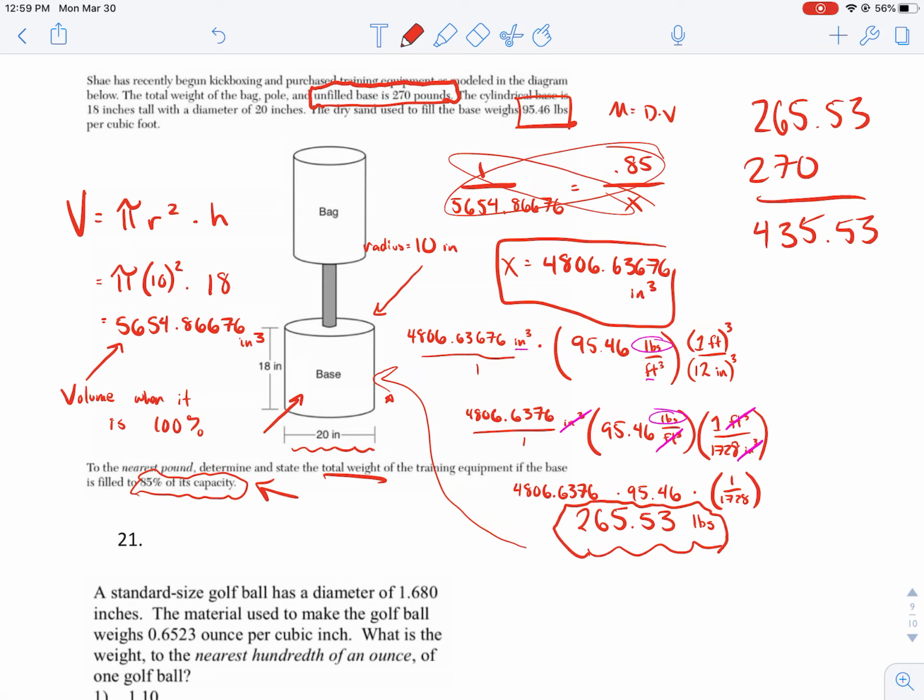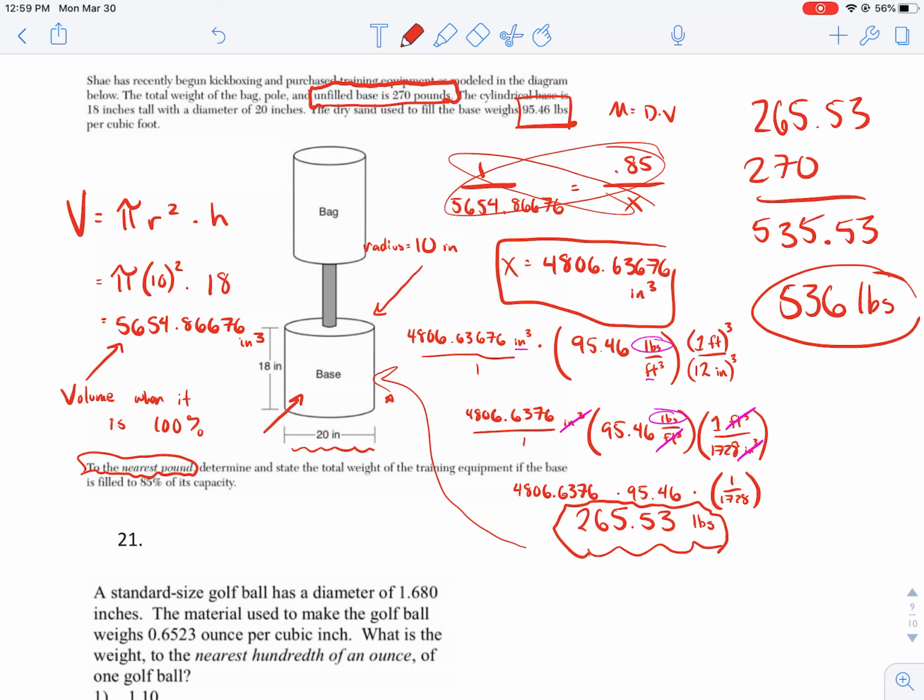265.53, and I'm going to add 270 to it. That's 535.53. And it says to the nearest pound. Okay, so because we're rounding to the nearest pound, we're going to round up. So it's going to be 536 pounds. And that is your answer to number 20.